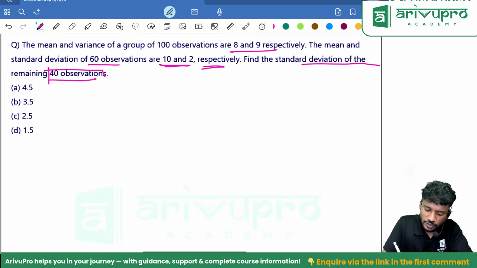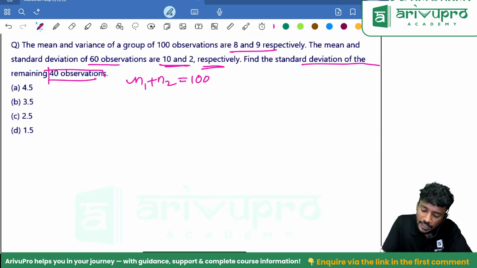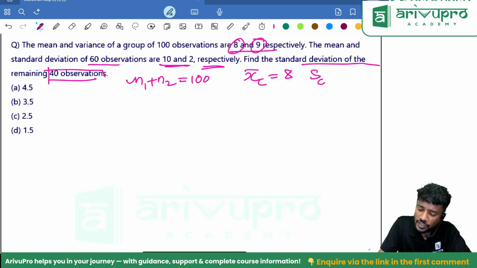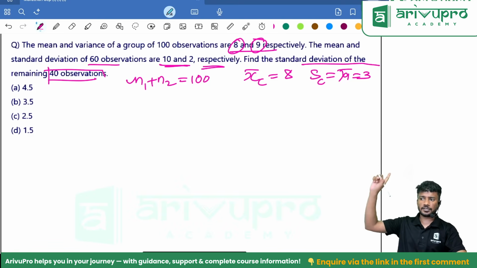That means what all things are given? N1 plus N2 is how much here? 100. Correct? Then combined standard deviation is given. The mean and variance is given. So I will write combined mean is how much? 8. Then combined variance is 9. So combined standard deviation will be how much? Root 9, which is equal to what? 3. Did you understand that?